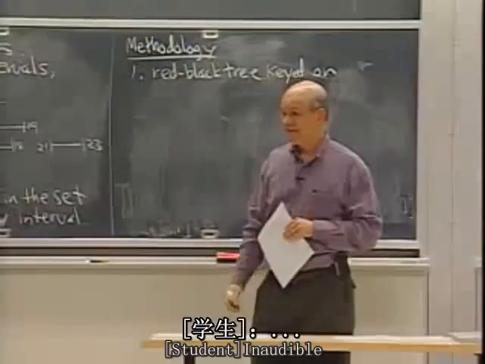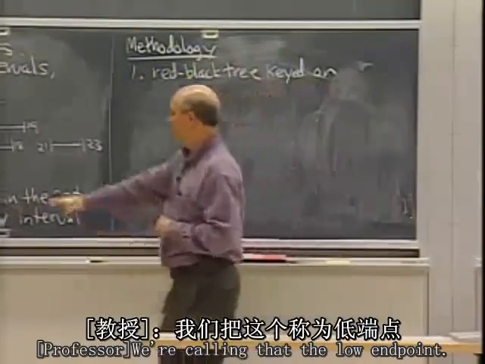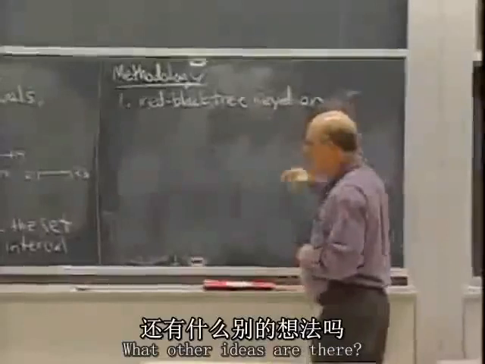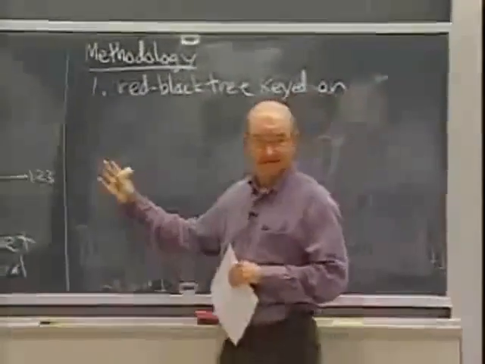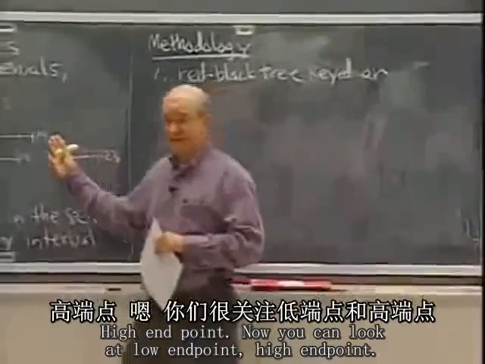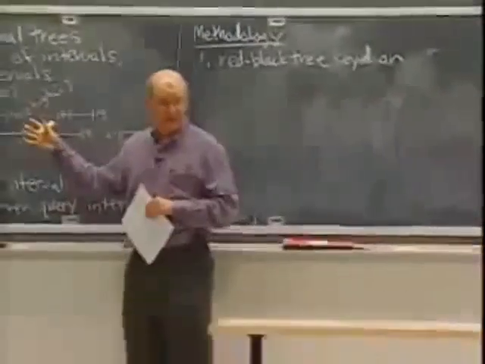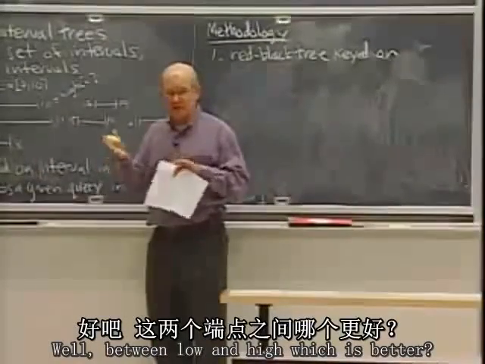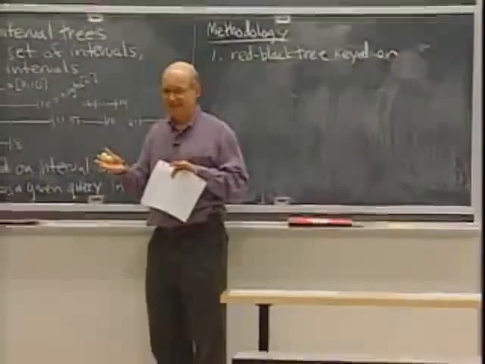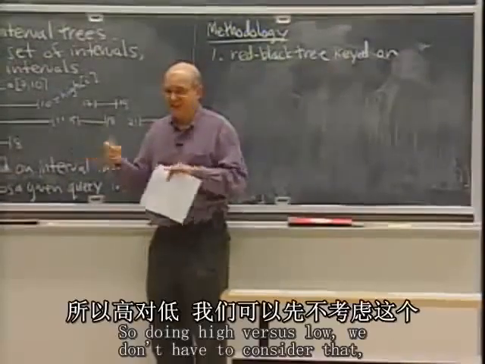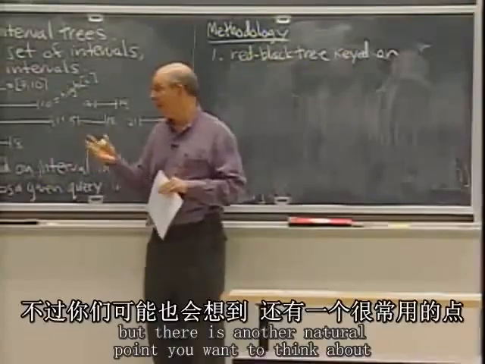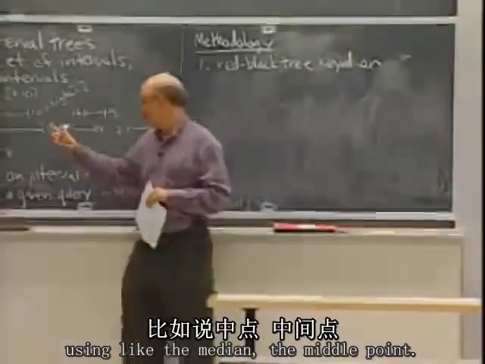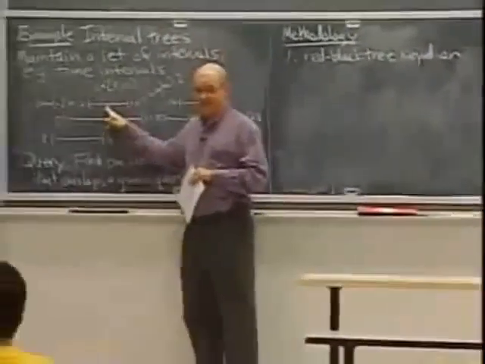Yeah, so we're calling that the low. The low endpoint. Okay. You can do low endpoint. What other ideas are there? High endpoint. Okay, now you can look at low endpoint, high endpoint. Well, between low and high, which is better? Yeah, that one's not going to matter. So doing high versus low, don't have to consider that. But there's another natural point to want to think about using, like the median, the middle point. Okay, at least that's symmetric.